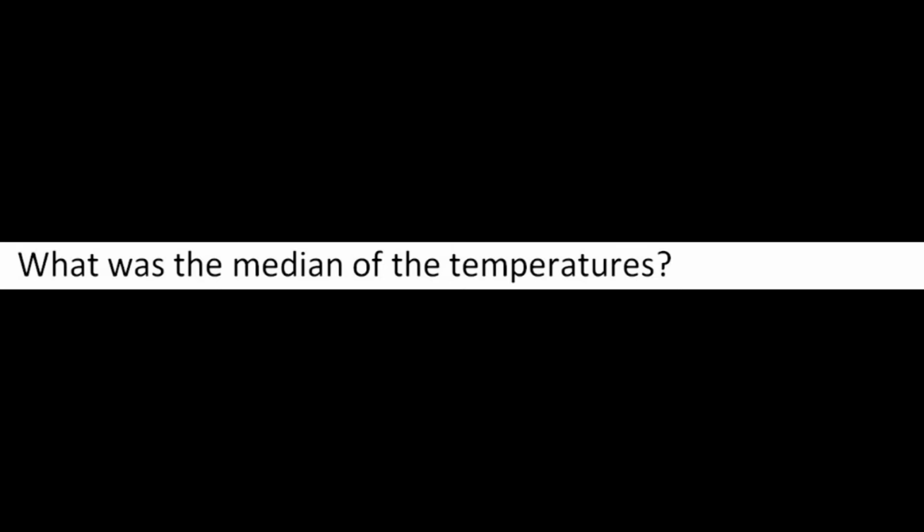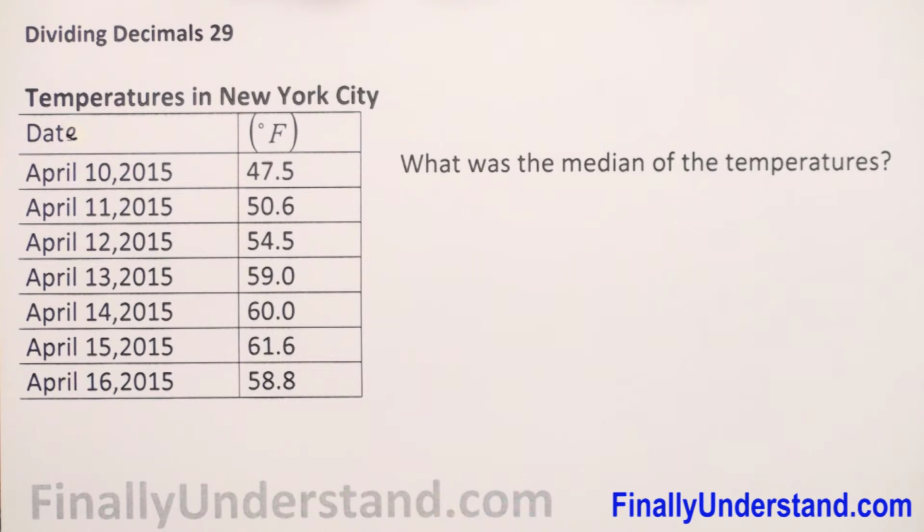We have a given table of temperatures in New York City and we have to find the median. To find the median, first we need to list the numbers in order from the smallest to the largest. So how do we write these numbers from the smallest to the largest?